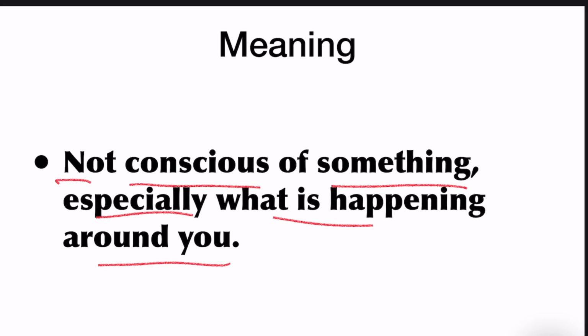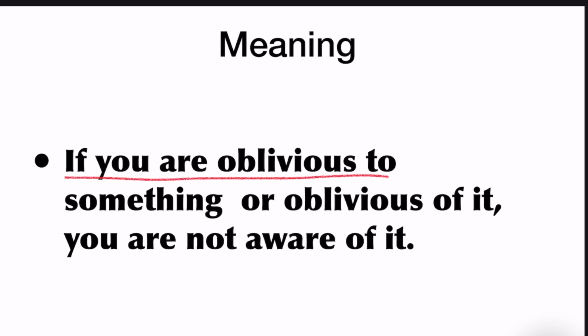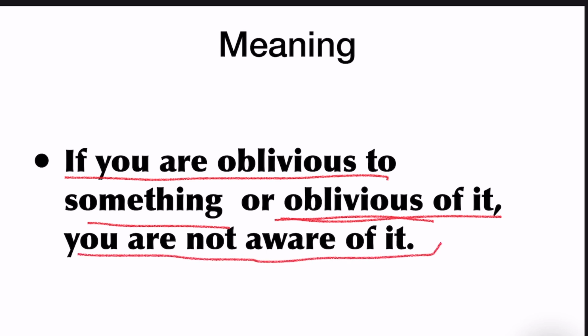Look at the synonyms for the word oblivious: unaware, ignorant. If you are unaware of something, if you are ignorant of something, it is said oblivious. If you are oblivious to something or oblivious of it, you are not aware of it. You are ignorant. You are unaware of the thing. So far, we have discussed the pronunciation, meaning, and synonyms of the word oblivious. Oblivious means ignorant of something, unaware of something.